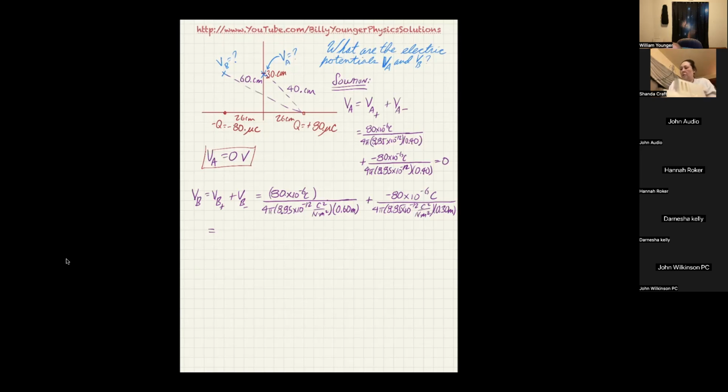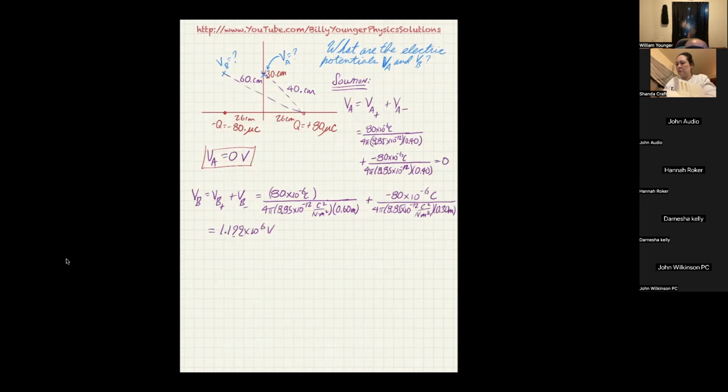And that gives me 1.199 times 10 to the 6 volts. Obviously, I only had 2 sig figs, so those 2 nines are extra sig figs.